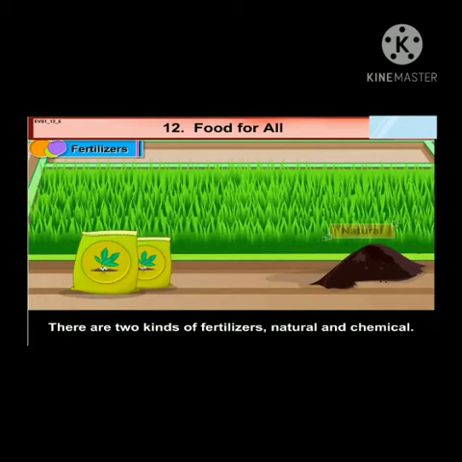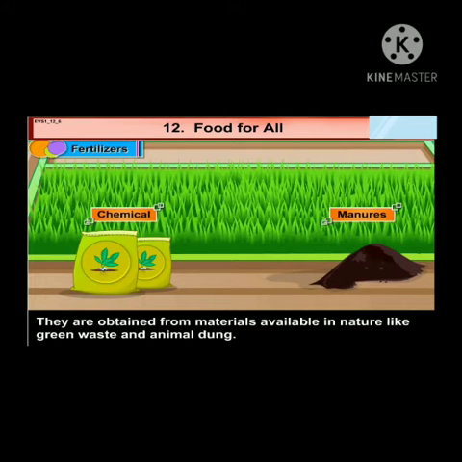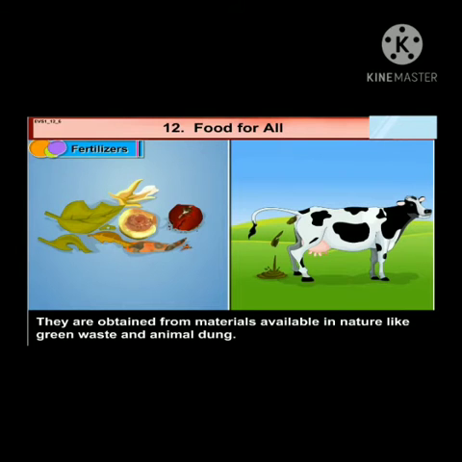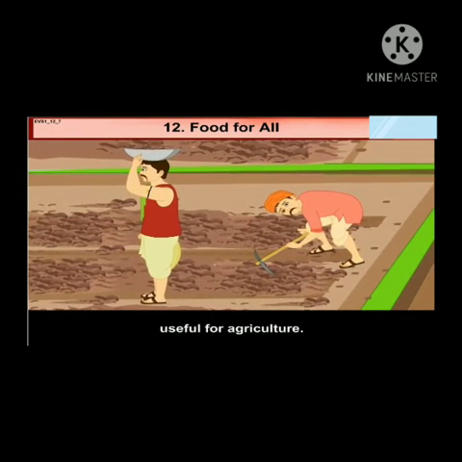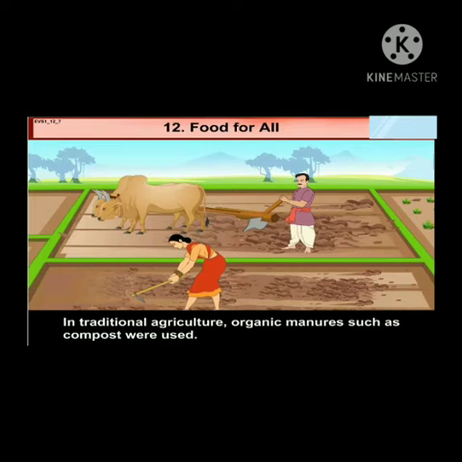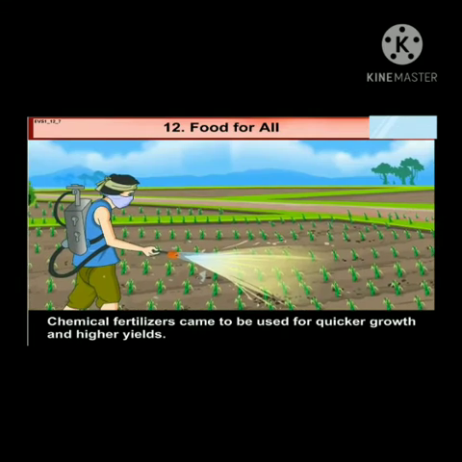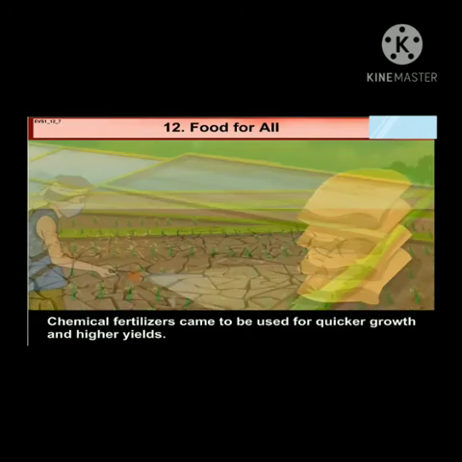There are two kinds of fertilizers, natural and chemical. Natural fertilizers are called manures. They are obtained from materials available in nature like green waste and animal dung. Chemical or artificial fertilizers are mixtures of different chemical substances in specific proportions, useful for agriculture. In traditional agriculture, organic manure such as compost was used. Chemical fertilizers came to be used for quicker growth and higher yields.